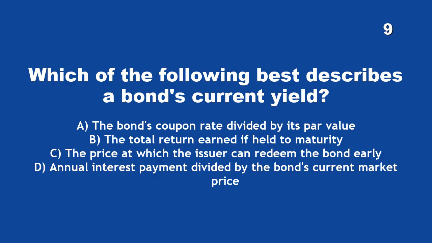Which of the following best describes a bond's current yield? Option A, the bond's coupon rate divided by its par value. Option B, the total return earned if held to maturity. Option C, the price at which the issuer can redeem the bond early. Option D, annual interest payment divided by the bond's current market price. The correct answer is D, annual interest payment divided by the bond's current market price.